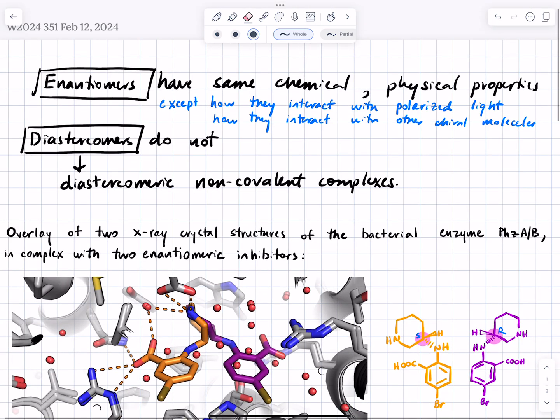What I do want to talk about is this issue of how enantiomers differ in how they interact with other chiral molecules. Really, this exception here is actually related to this principle that diastereomers do not have the same chemical and physical properties. And that's true for molecules that are actually diastereomers of each other. That's also true for non-covalent complexes of molecules that are diastereomers of each other.